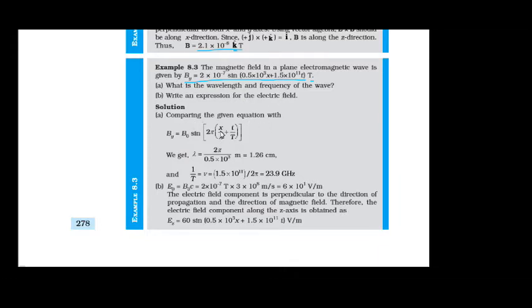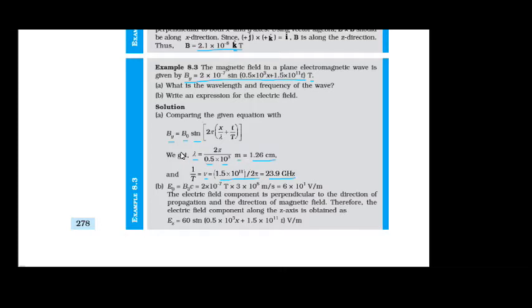Comparing the given equation with By is equal to B naught sine 2 pi (x by lambda plus t by T), we get lambda is equal to 2 pi upon 0.5 multiplied by 10 to the power 3 m, which is equal to 1.26 centimeter, and 1 upon T is equal to nu, and putting the value, we get 1.5 into 10 to the power 11 upon 2 pi, which is equal to 23.9 gigahertz.